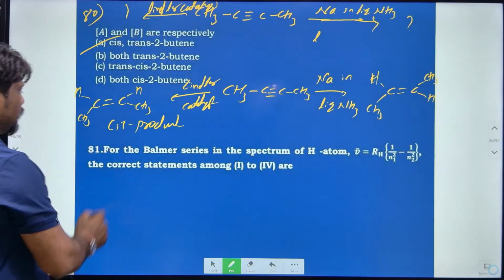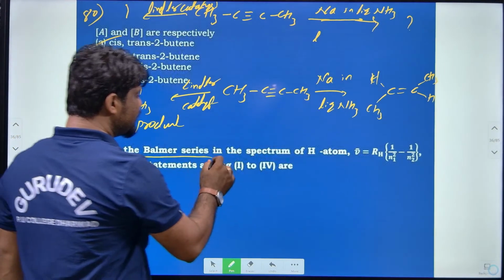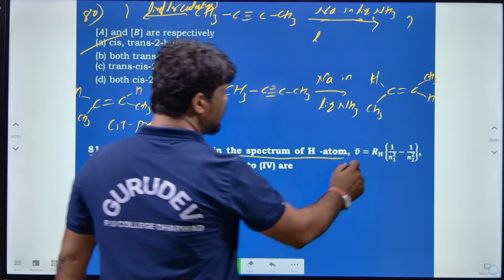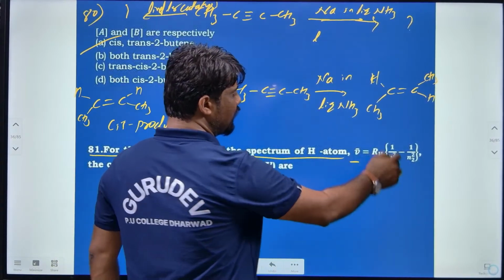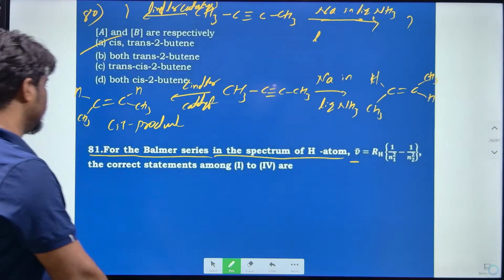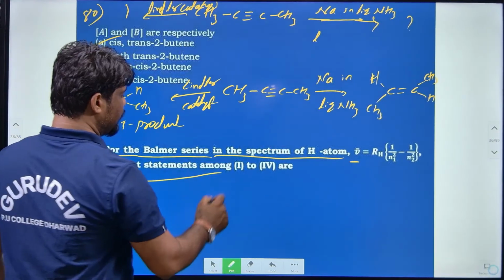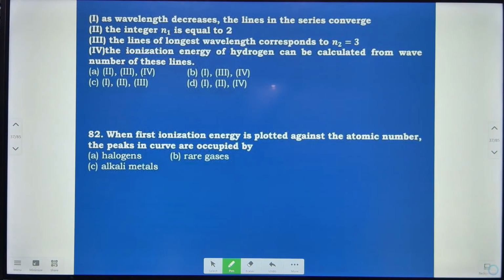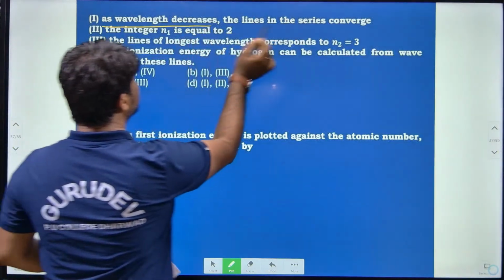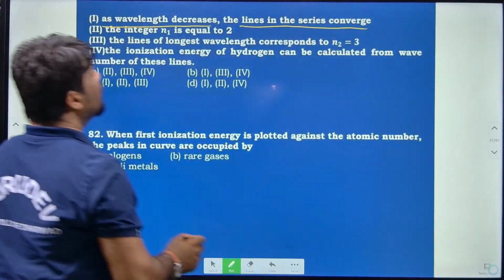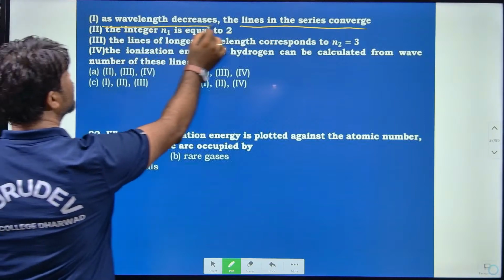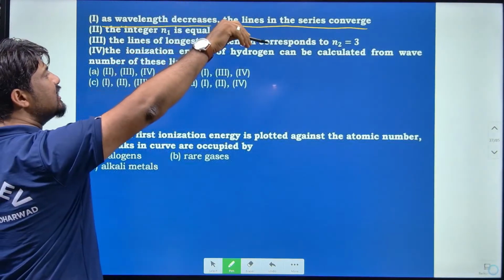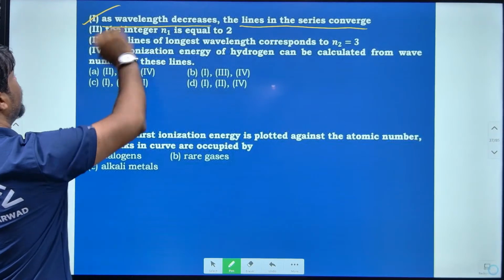Well, I'll go to the next problem. For the Balmer series in the spectrum of the hydrogen atom, ν̄ is equal to RH into (1/n1² minus 1/n2²). We need to find the correct statement among options 1 to 4. Here it says as the wavelength decreases, the lines in the series converge. Yes, it is the right statement.